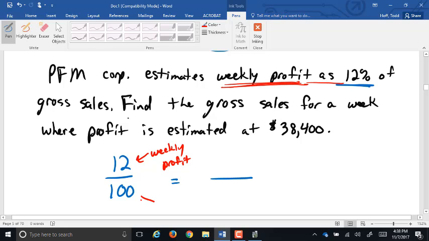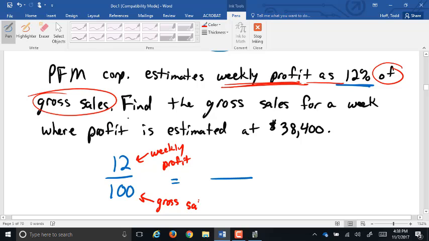What does the 100% represent? Well, 12% of what is the weekly profit? 12% of gross sales. The whole thing is gross sales.